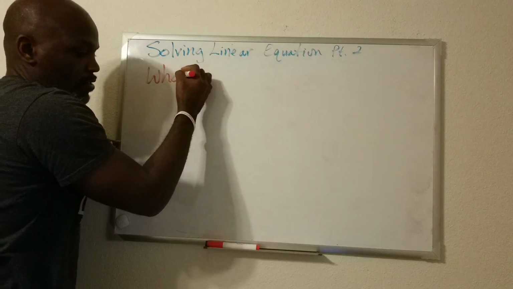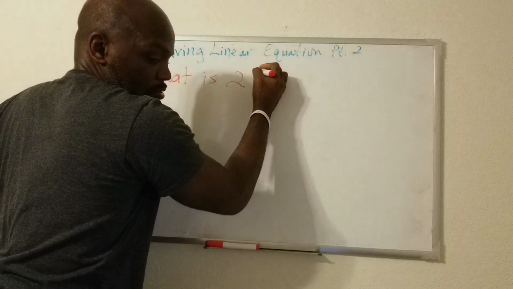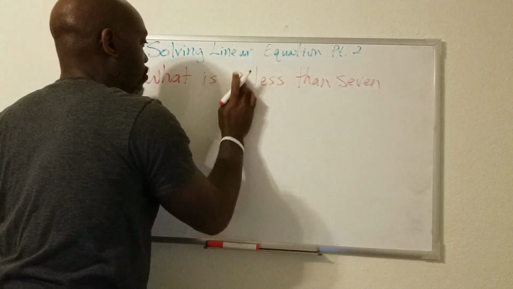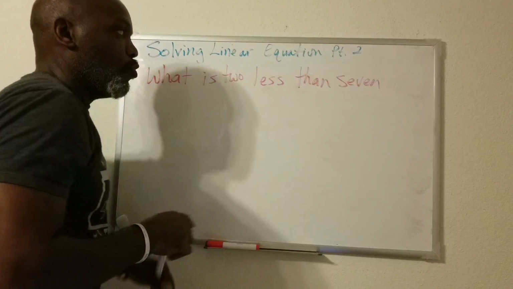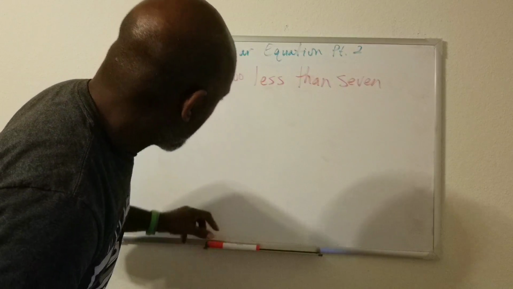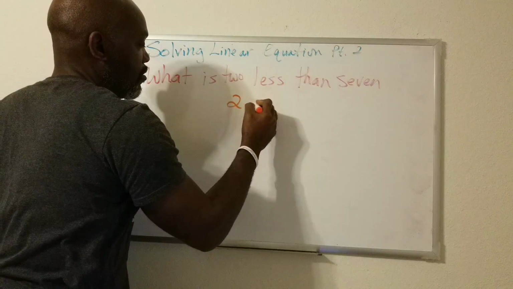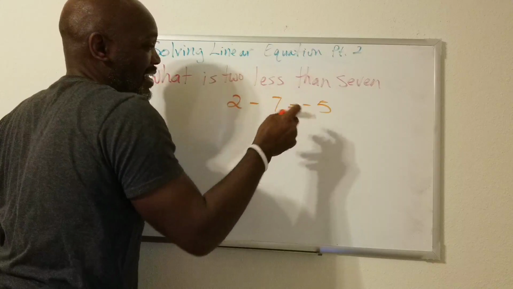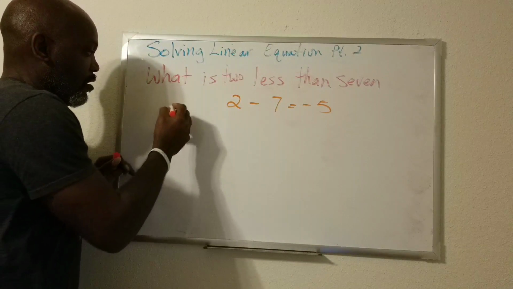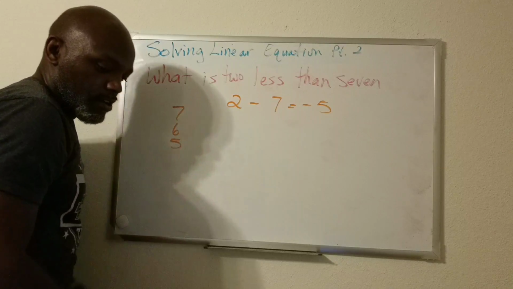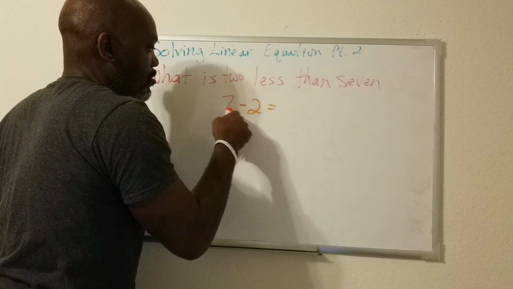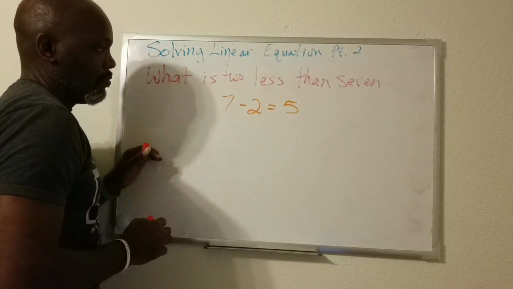So here's the next one. What is 2 less than 7? Even if I ask you that, what would you say your answer is? Would you say 2 minus 7, and then you say that equals -5? Well, is -5 2 less than 7? If I had 7, then 2 less than that would be 5, right? But how do I write that as an equation? It's 7 minus 2. 2 is less than the 7, and that equals 5. Okay.